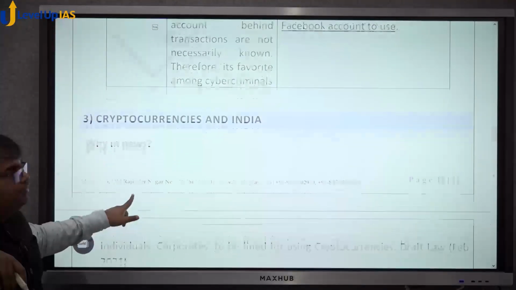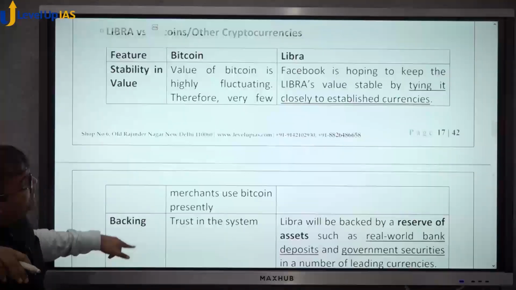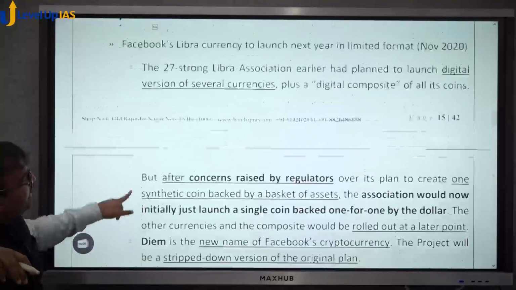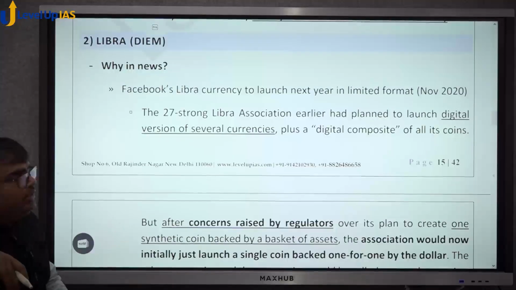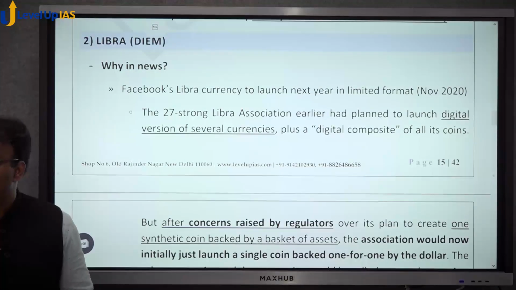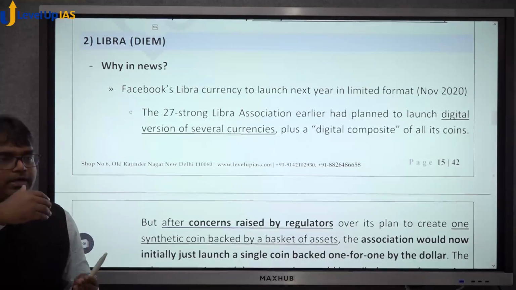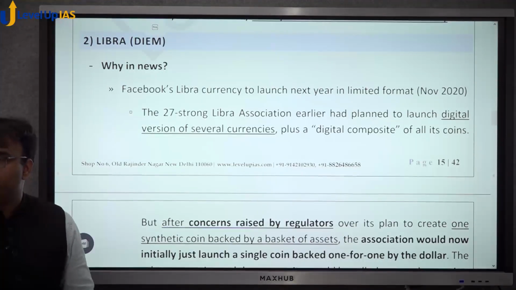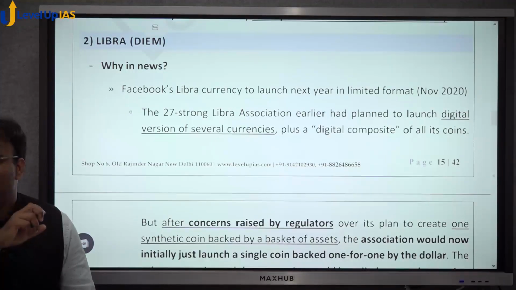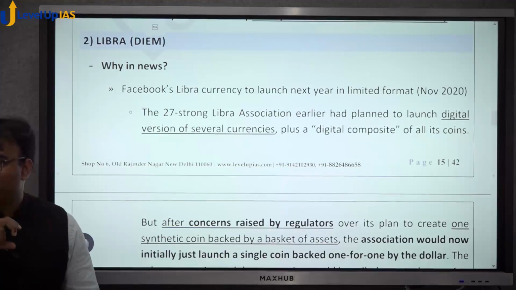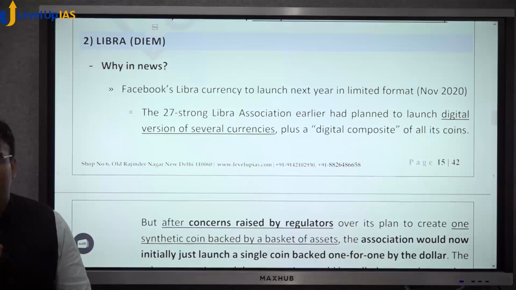When we come to cryptocurrencies in India, okay, by the way, earlier Facebook, or the Libra association, was planning that they will release a composite digital currency in the form of Libra, which will be backed by dollars, euros, and other bonds and all those things. But they were also planning to release individual currencies for every currency, like a digital currency for one dollar, a digital currency for the euro. But after opposition from various central banks, now they are only planning to launch a composite digital currency, and they have renamed it as DIME.